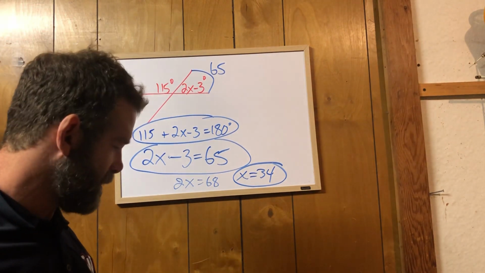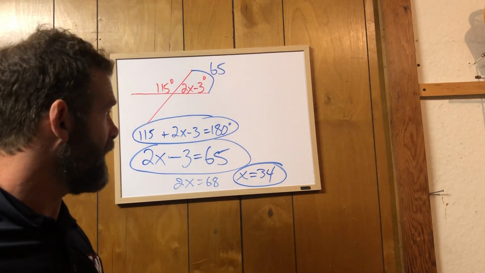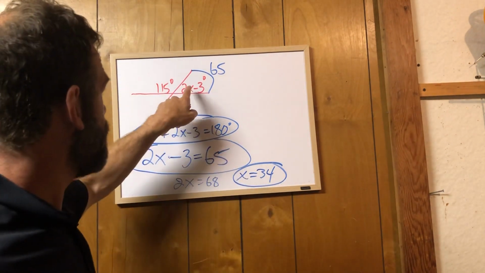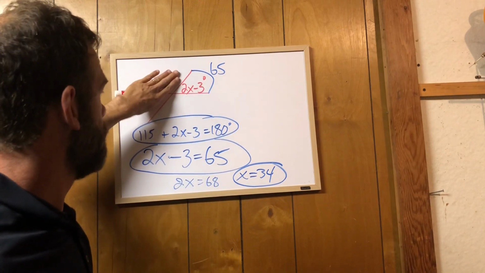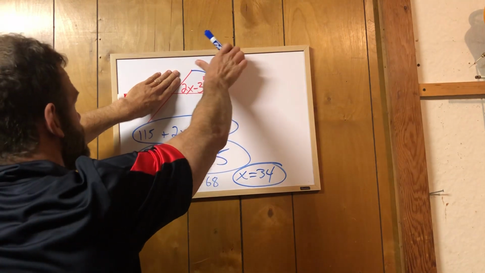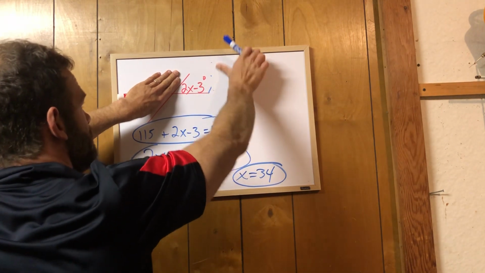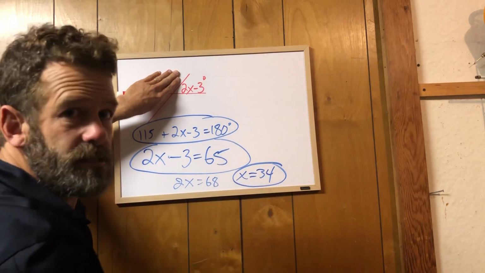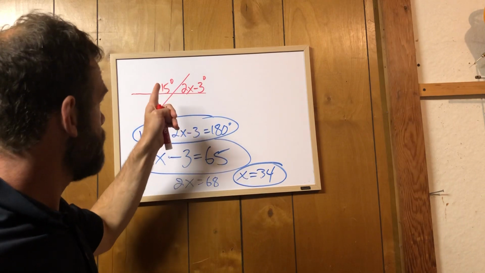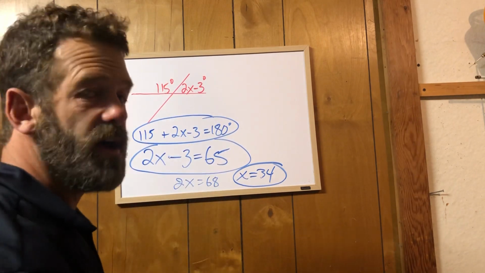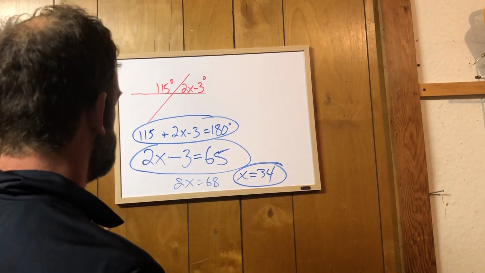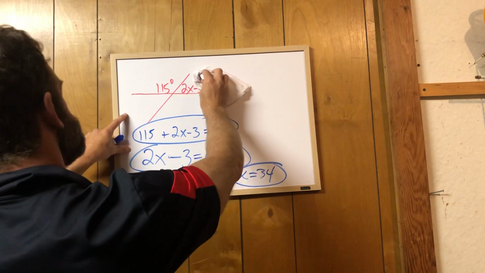Now the question is also going to ask, when you don't know what each one of these angles are, how would you figure out what this angle is if you didn't know this angle? If you knew x was 34 and you had to figure out this angle, let's say 65 was not given to you, and it said solve for this angle. Well, all you simply do is plug 34 back into that x to get 2 times 34 minus 3, which is 65. All right.